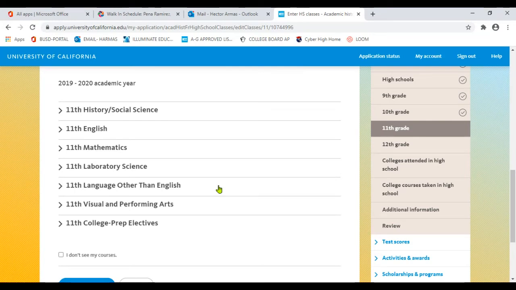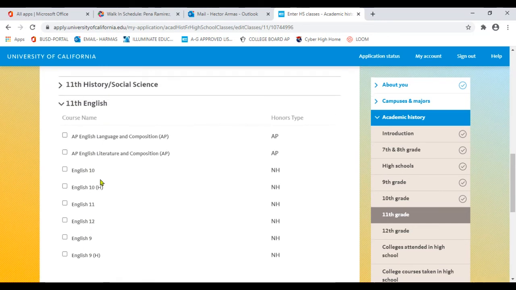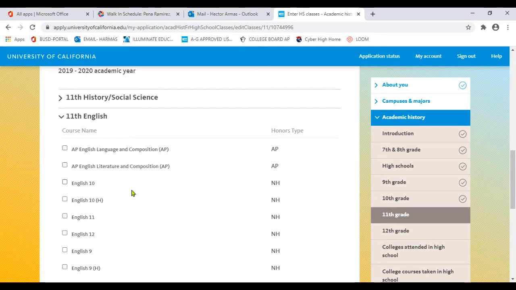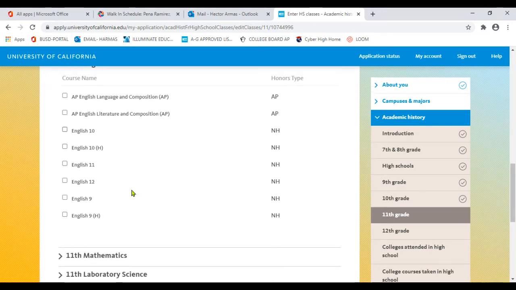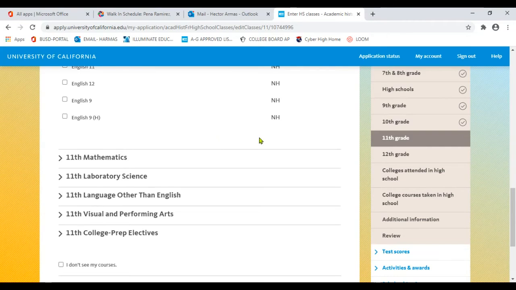So let's assume that while I was in the 11th grade, I took English 1A during my 11th grade year. For English, if you notice, English dual enrollment 1A, English freshman composition doesn't appear here. Why? Because that English class that I took in dual enrollment is a college class. So where in the world am I going to put it? Do I put it right here where it says I don't see my courses? No. I want to take you over to the right-hand side again. We have 11th grade, 12th grade, and then it says colleges attended in high school, followed by college courses taken in high school. So that is where I'm going to put down my dual enrollment class.